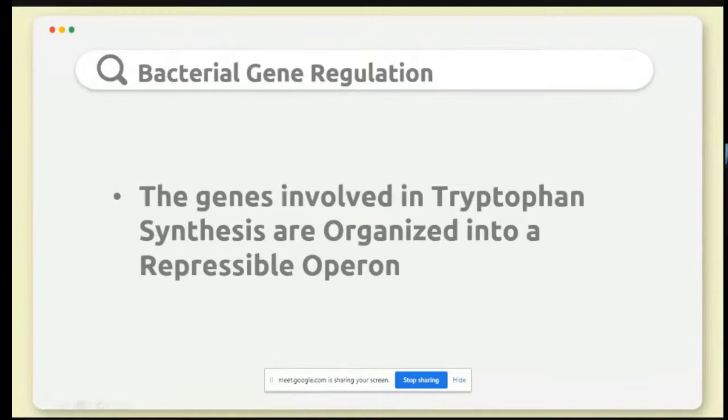Dito naman tayo sa tryptophan synthesis. And tryptophan synthesis is an example of an anabolic pathway. So, tryptophan is an amino acid, di ba? And if the bacterial cells need tryptophan, it needs to synthesize tryptophan. And it has been found out that the genes involved in tryptophan synthesis are organized into a repressible operon.